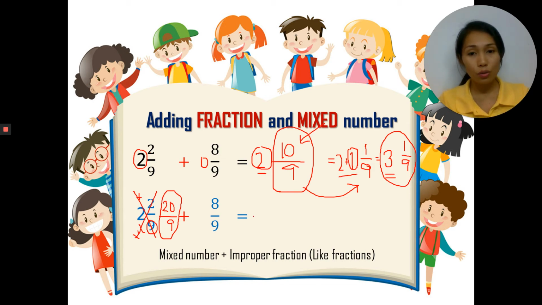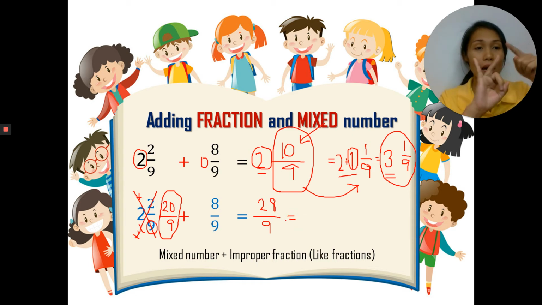So let's do 9, copy 9, do addition here. 20 plus 8 equals 28. Now it's improper, right? We have to convert it again to a mixed number. How many nines are there in 28? 28 divided by 9. So 9, 18, 27. So there's 3 nines.